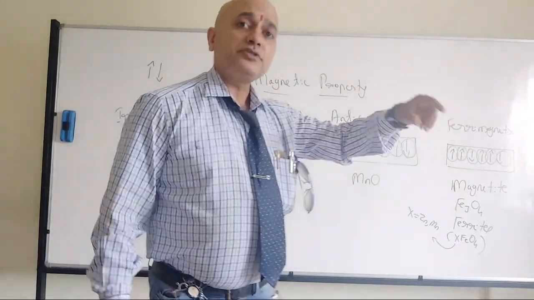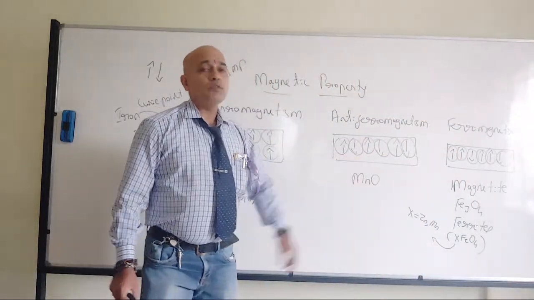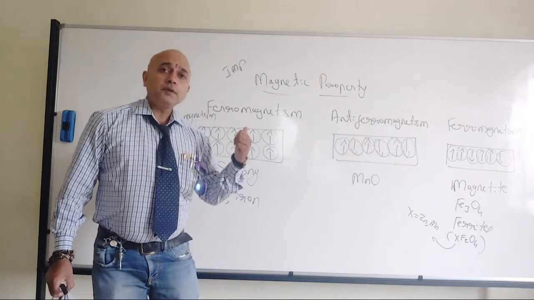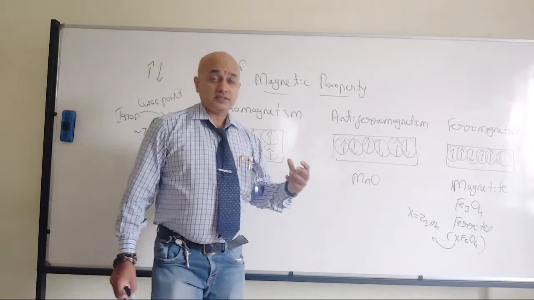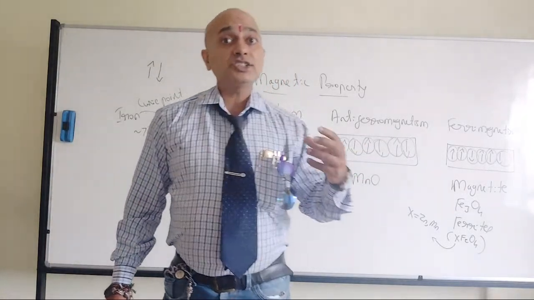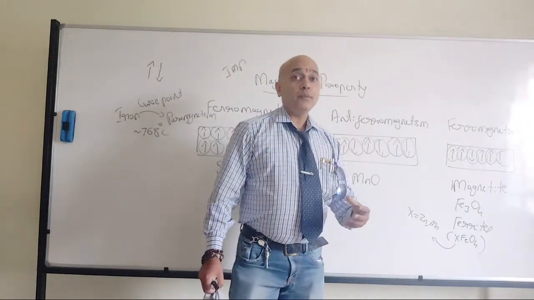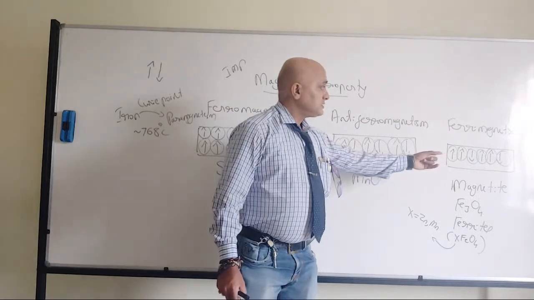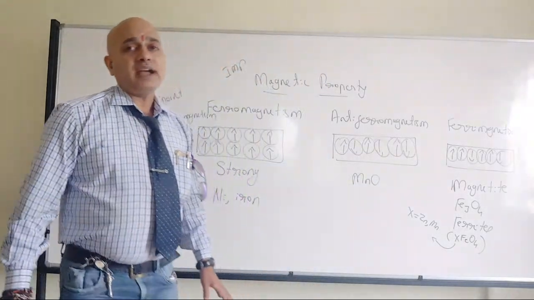When it comes to definition, ferrimagnetism and paramagnetism will be overlapping. But when I am talking about paramagnetism, I will be talking about the spinning of the electrons. Here, I will be talking about the domain structure, the arrangement of the domains in a solid structure. So that's the difference between ferrimagnetism and paramagnetism.